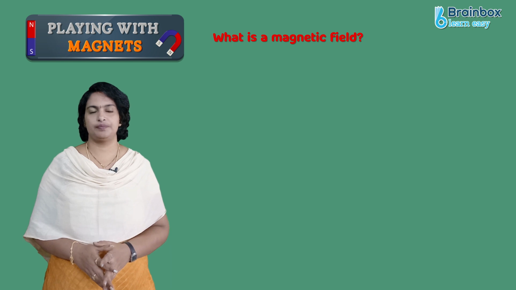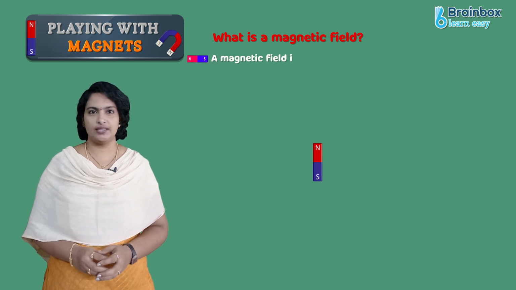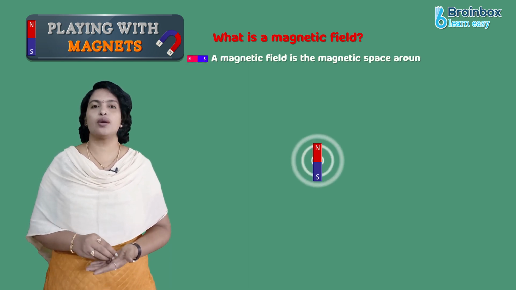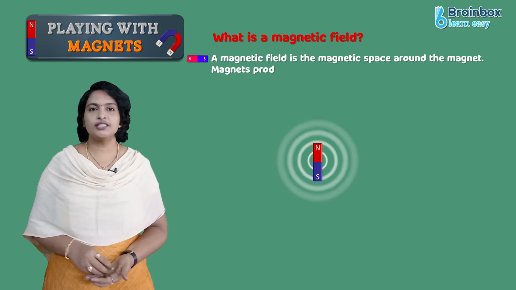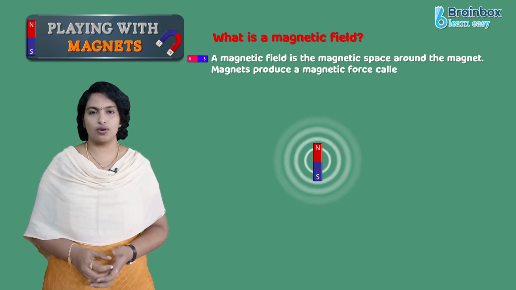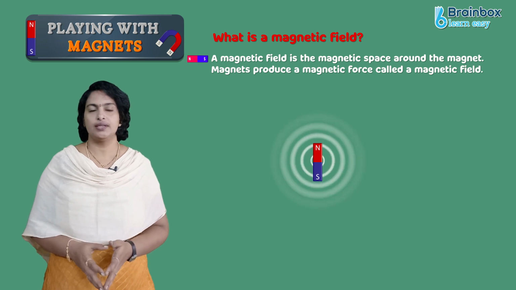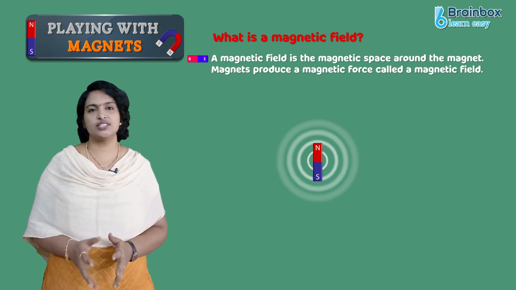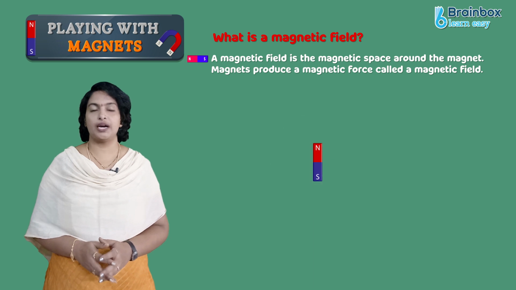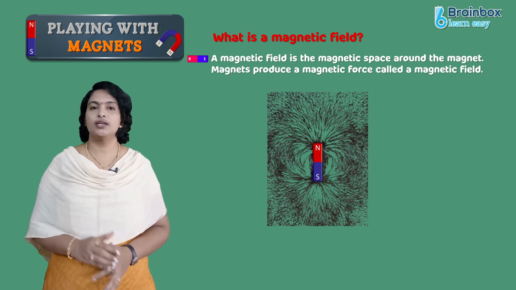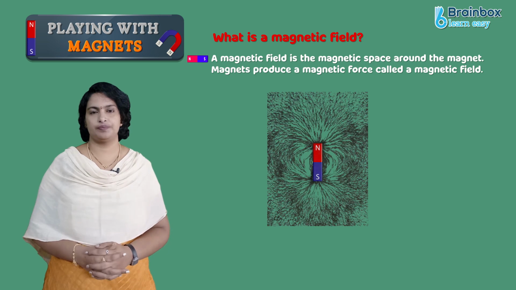Let us learn more in detail about magnets. We said that magnets have a magnetic space around them. Now, what is a magnetic field? A magnetic field is the magnetic space around the magnet. Magnets produce a magnetic force called a magnetic field. This field is invisible to our eyes, but iron filings can be used to show these fields.